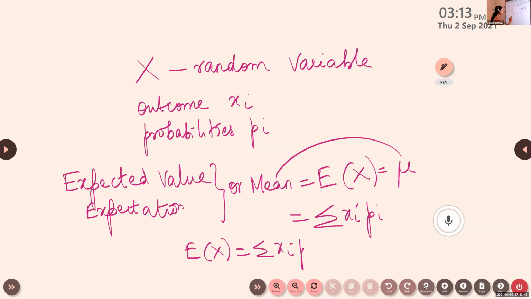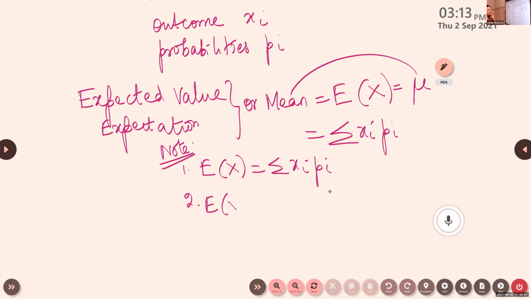Now the second point, E of x square. What is E of x square? Sigma xi square into pi. Look at the notations, children. E of x square means sigma xi square into pi.